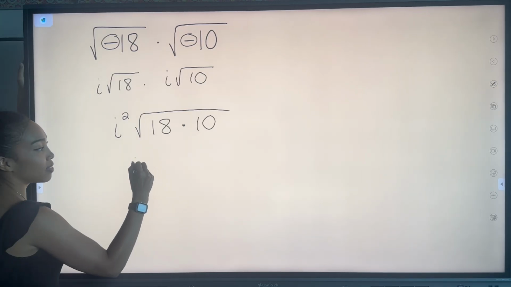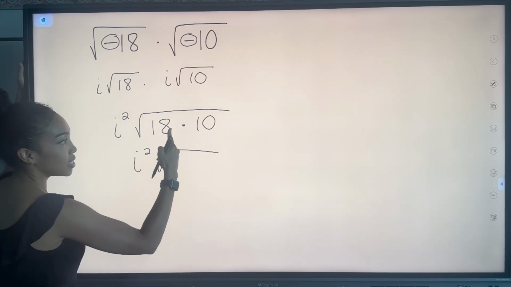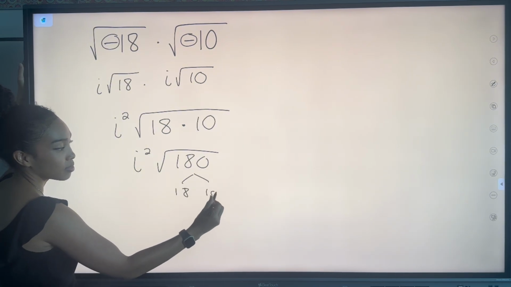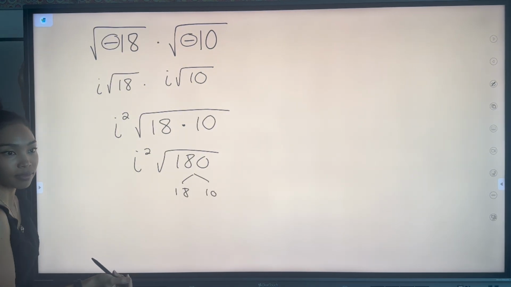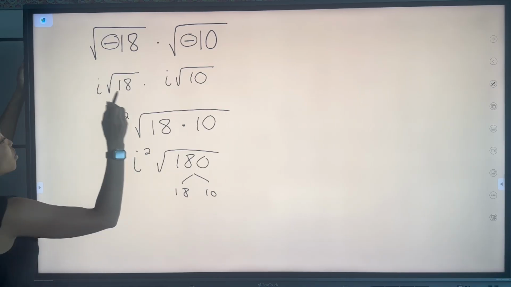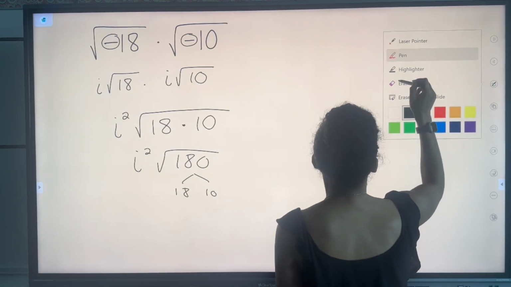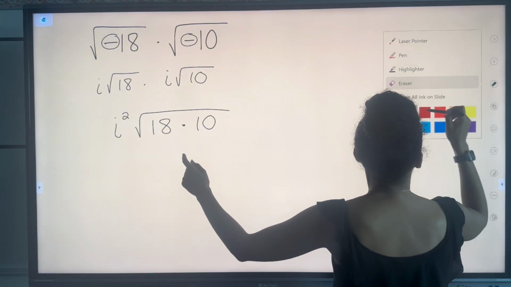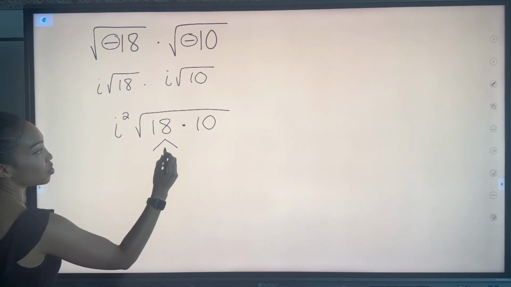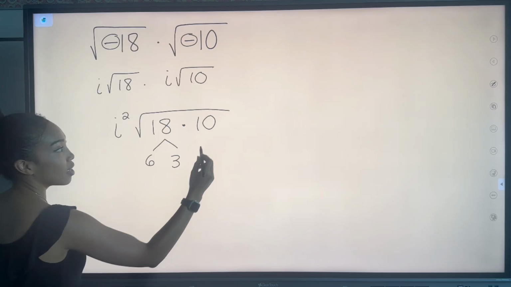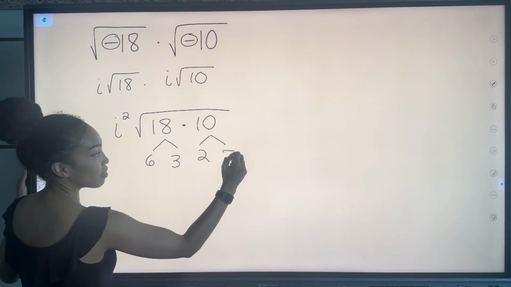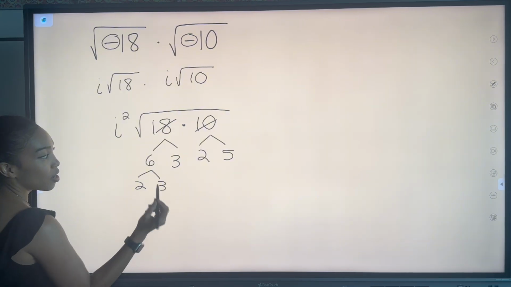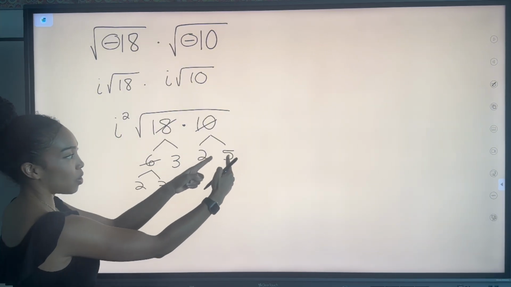Now, I'm not going to write this as 180. I'm not going to do that because I still got to break it up anyway. So you might as well just keep them separate, because we're going to keep breaking it down. So we're going to break down 18 into what? 6 times 3, okay? And 10 can be 2 and 5. And then let's break down the 6, 2 and 3. So it's all broken down into the smallest parts.